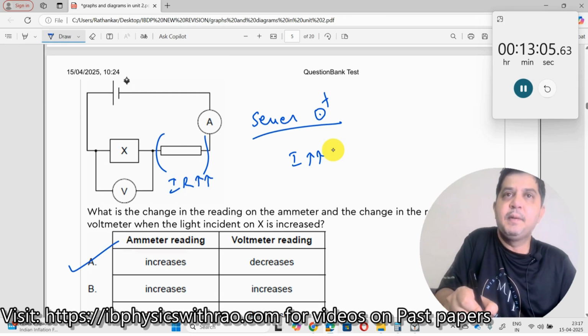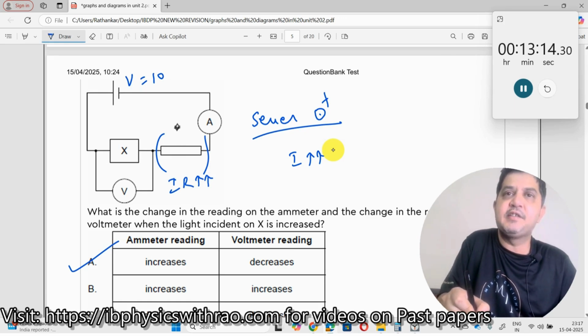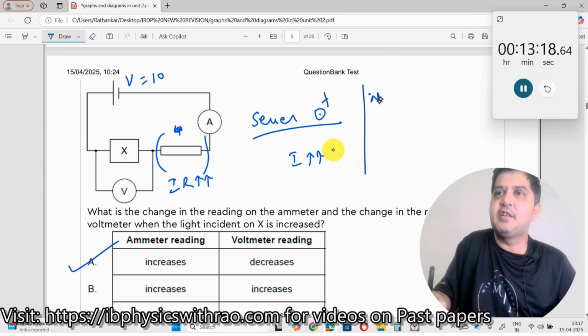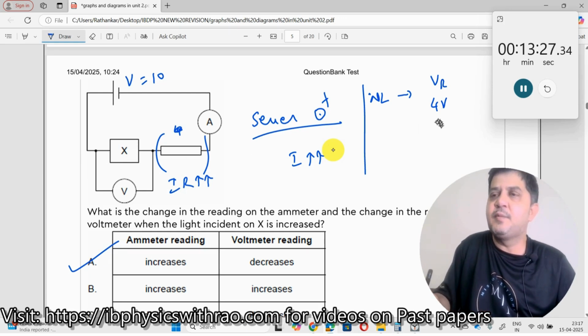Now, this is constant over here. Let us say, for example, this is given as 10 volt. Initially, let us say when no light was falling onto it, this VR was seen to be 4 volt. When light is incident onto it, what happens? More current is passing through it. So how much can you expect here?